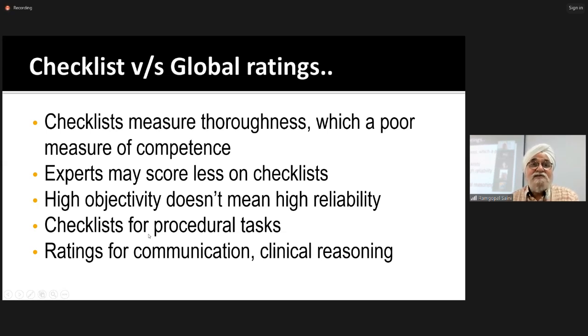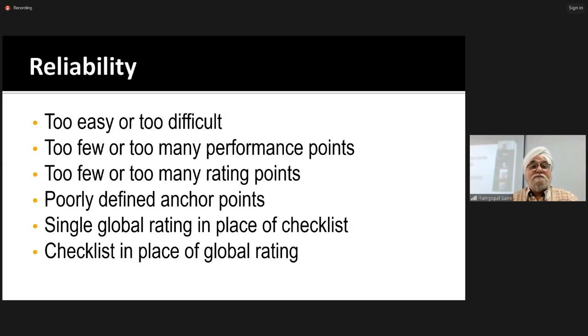So the recommendation generally is that for procedural task, you use checklist. Whereas for attitudinal task, including communication, clinical reasoning, professionalism, ethics, empathy, sympathy, you use rating scales. Now, to improve their reliability, what you need to keep in mind is don't make it too easy, don't make it too difficult. Just like a metal scanner at the airport, it should ring only when you are carrying a suspicious object.